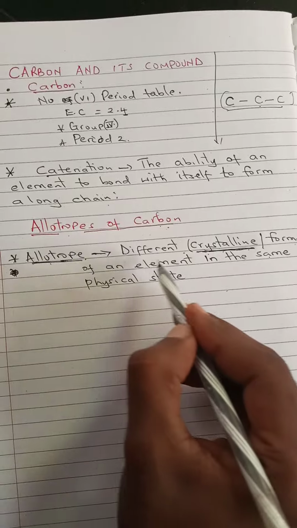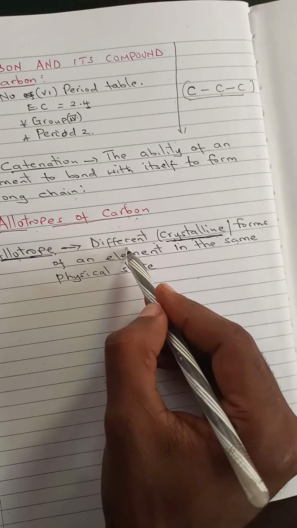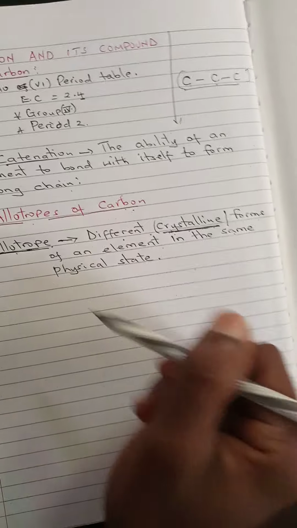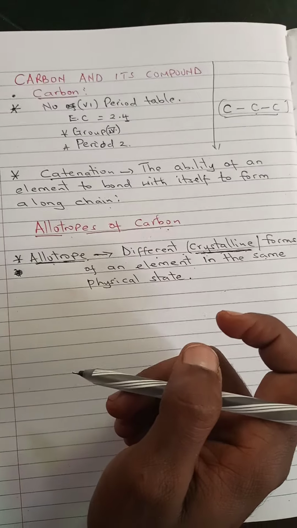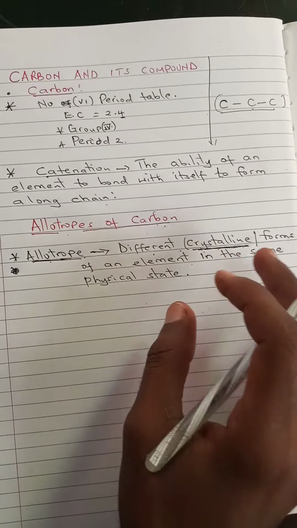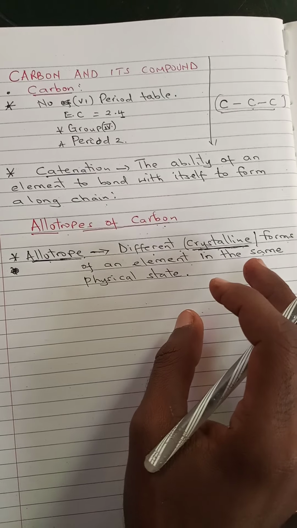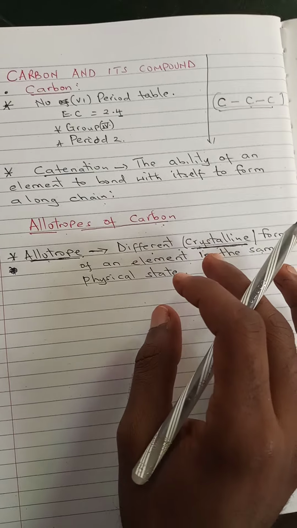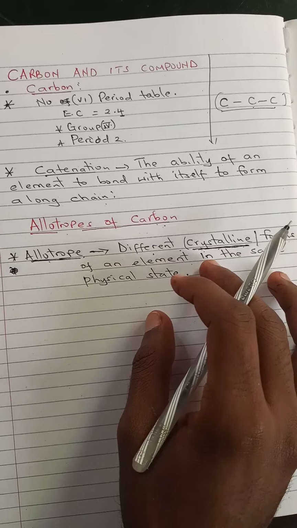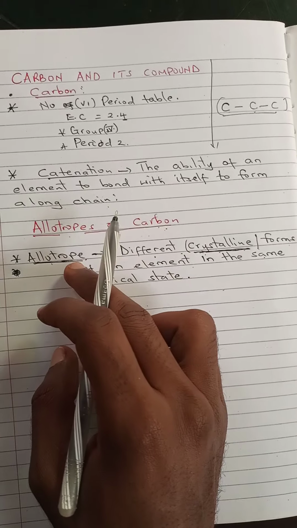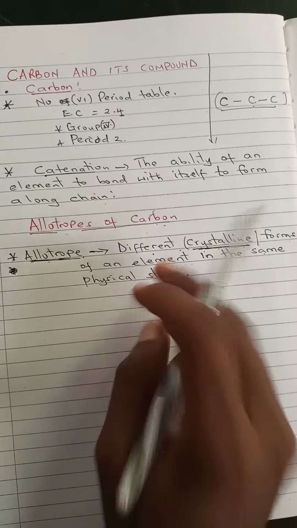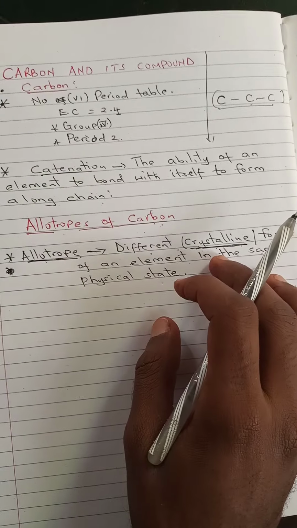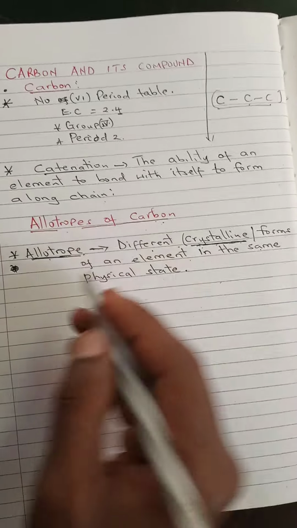So crystalline is the key word in the definition. It is defined as different crystalline forms of an element in the same physical state is what we call an allotrope. And now, when these different forms exist, then the word becomes allotropy. So allotropy is the existence of those different crystalline forms. The way they exist is what we call allotropy.